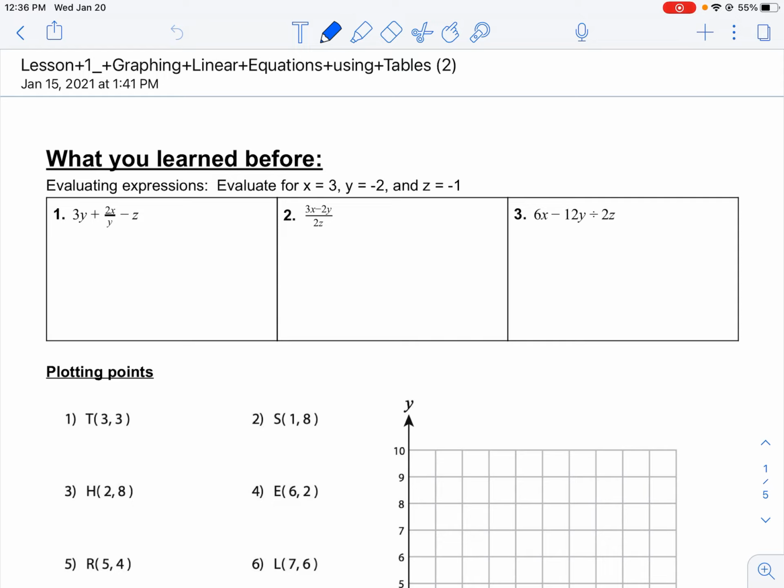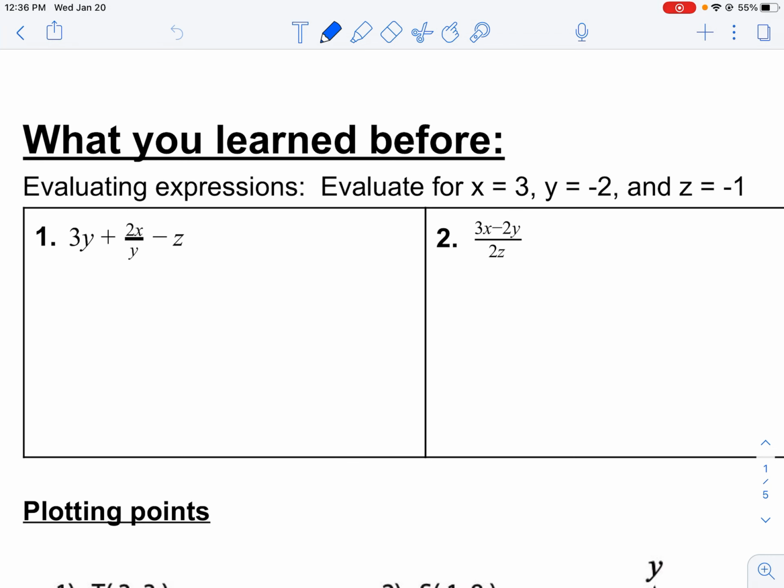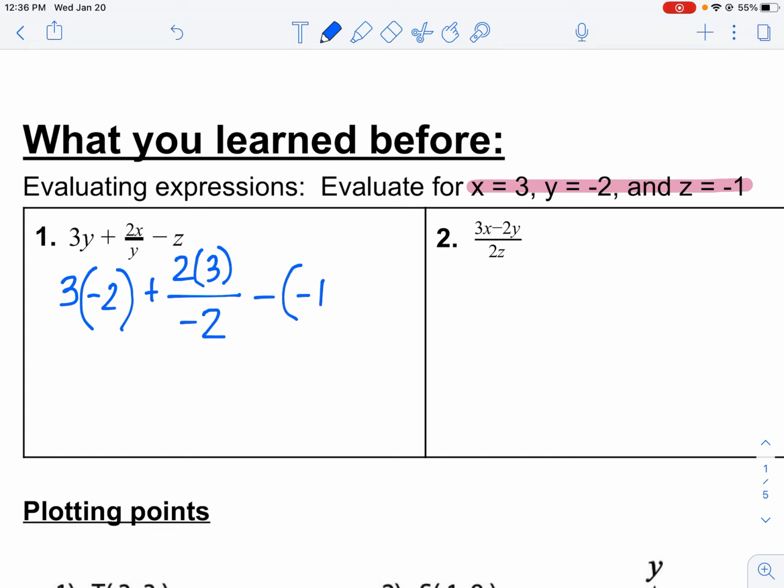Just to review in number one, when we evaluate expressions, we are substituting a variable with given numbers. In this one, you are given the numbers x equals 3, y equals -2, and z equals -1. When I substitute those in, I'm going to put parentheses for anything that shows multiplication. Putting in a 3 for x, a -2 for y, and because that z has a subtraction sign, we also want to include that in parentheses.